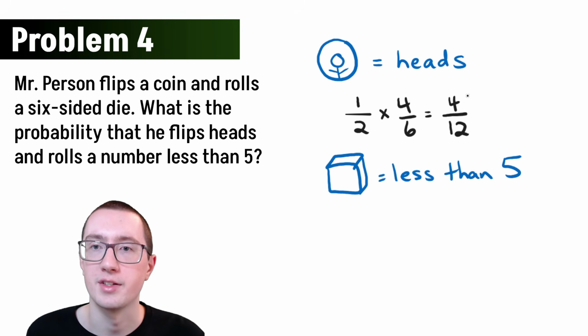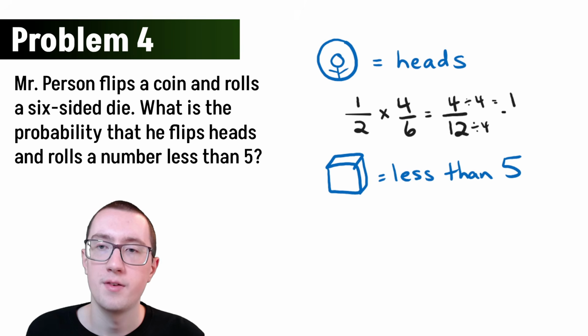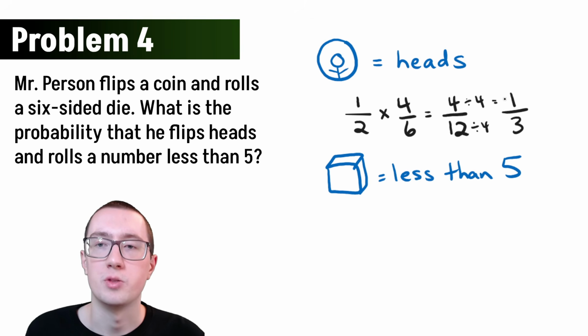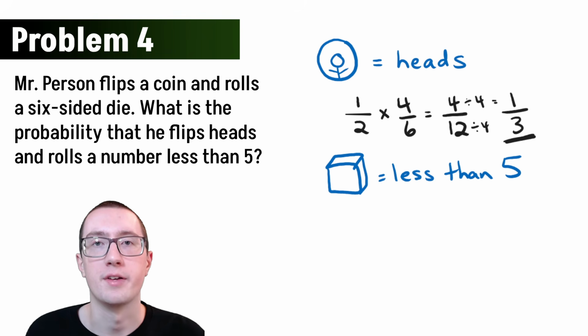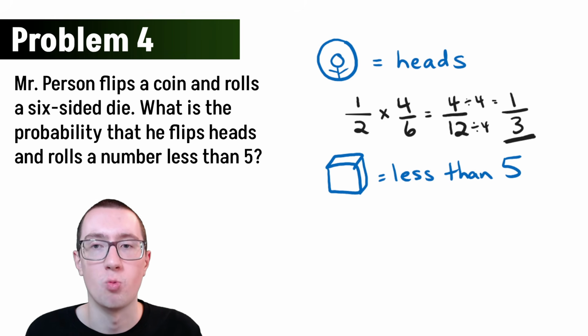So how do we simplify this? Well, it looks like both of these can actually be divided by 4. So if we divide both the tops and bottoms by 4, 4 divided by 4 is 1, and 12 divided by 4 is 3. Which means that our simplified fraction and our final answer is 1/3. So basically, if you were to flip a coin and roll a die, then the chances of both of these happening at the same time is 1/3. And that makes sense. It's a little bit less than the 1/2 for flipping the coin.